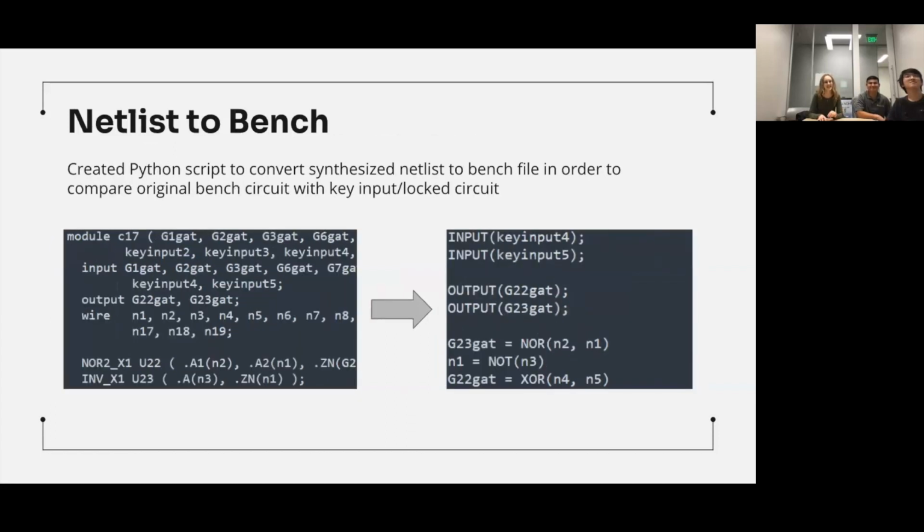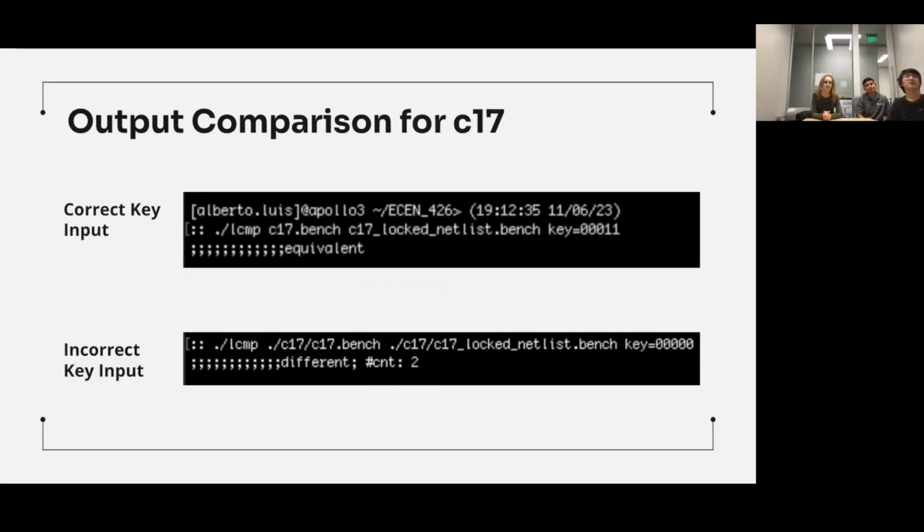And then with the netlist, we created another Python script to convert the synthesized netlist into a bench file to compare the original bench circuit with the locked bench circuit. So verifying our methodology, we use the LCMP tool to compare the expected user key with the PIP that we find inside the circuit.